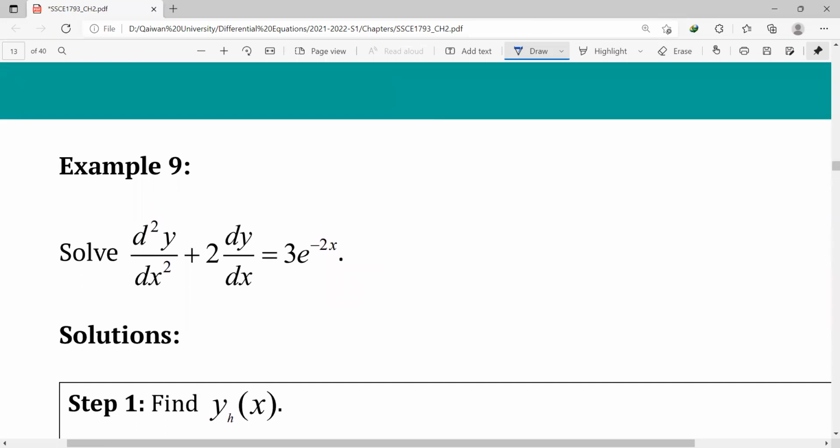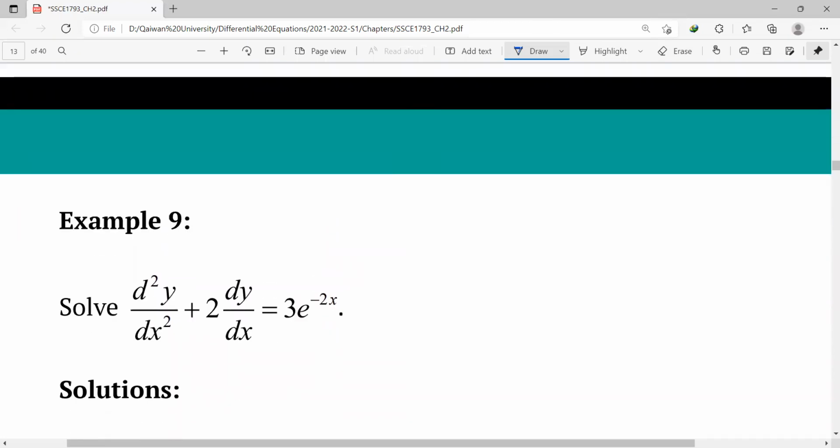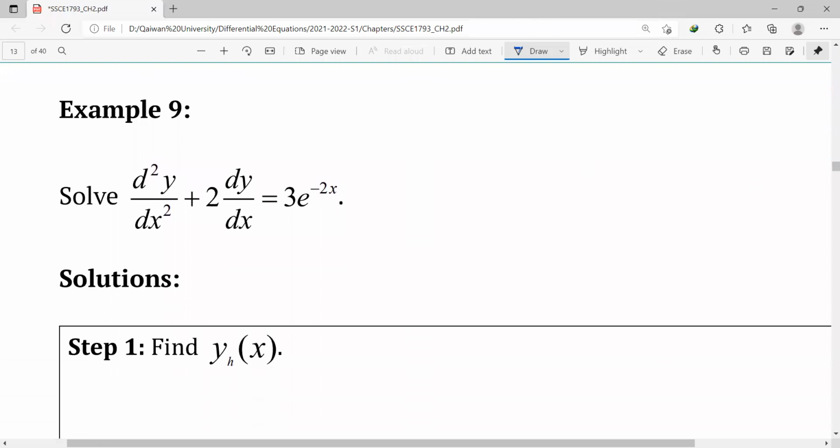We have another case, I'm sorry, it's the same case. Still we have a in the right hand side in this example. To solve this, what we do, we should first find yh, I mean homogeneous solution, and then particular solution. We choose a suitable particular solution for the equation.